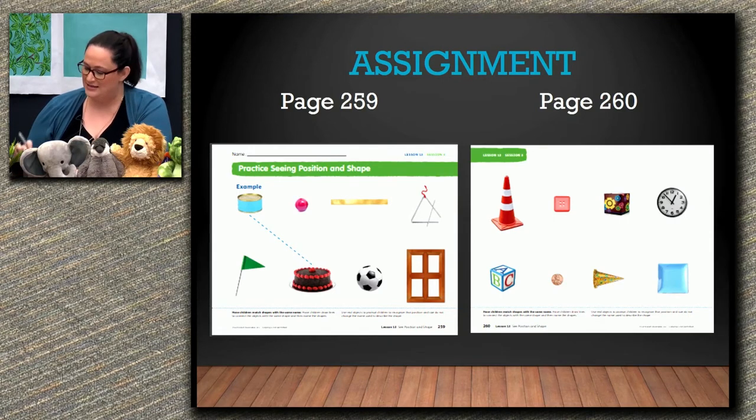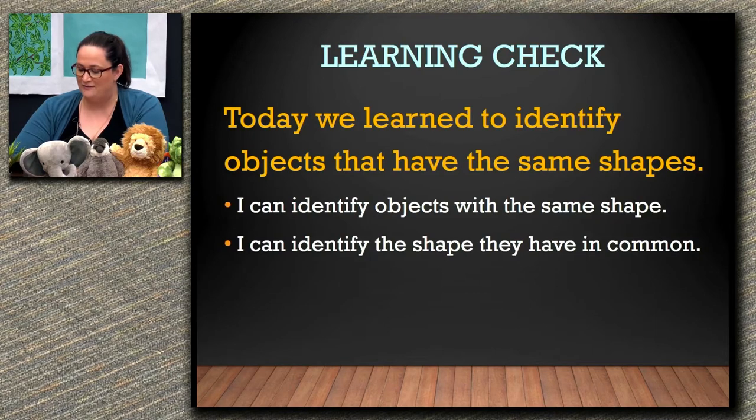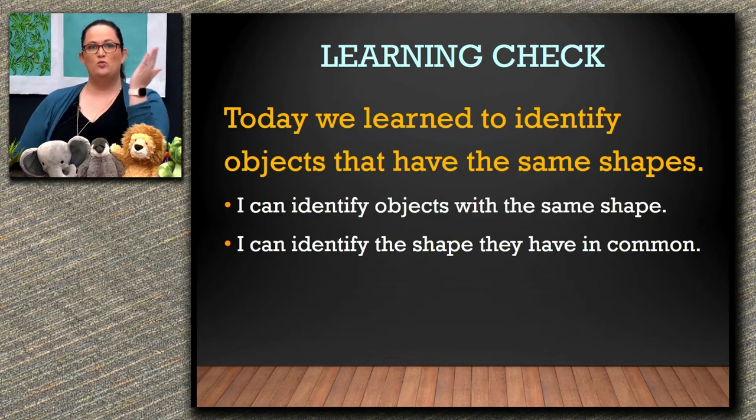All right? Today, we learned to identify objects that have the same shape. We identified the object with the same shape, and we were able to tell the shape that they had in common. Just like we said, oh, this is a window that's a rectangle, and we found a TV monitor in the TV classroom that's also a rectangle.